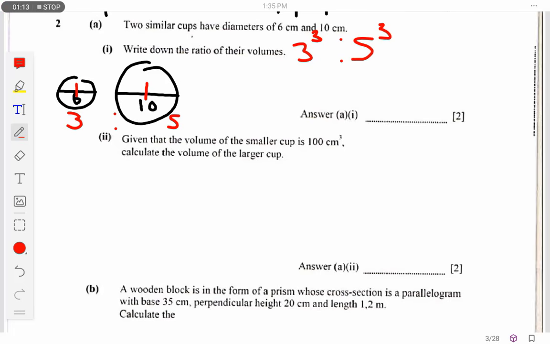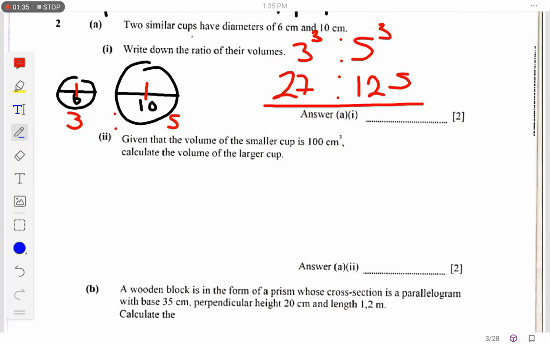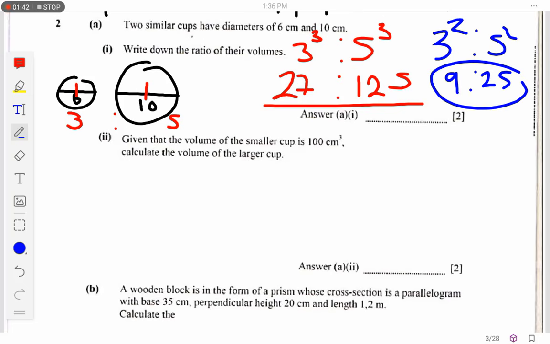Okay, so you find out when you say 3 cubed there, we are going to get 3 times 3 times 3, we get 27. So this is going to be 27 to 5 times 5 times 5, we get 125. So this is the ratio of the volumes. If they had asked us for the ratio of the areas, we're going to say 3 squared to 5 squared, and we'll get our 9 to 25. This is for the areas. So that's how you do such questions.